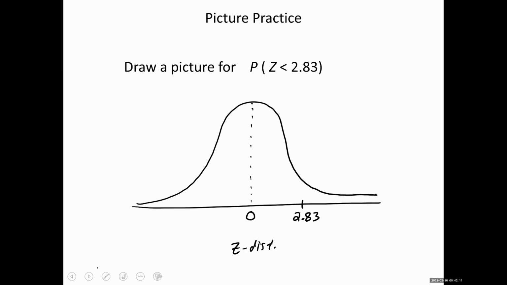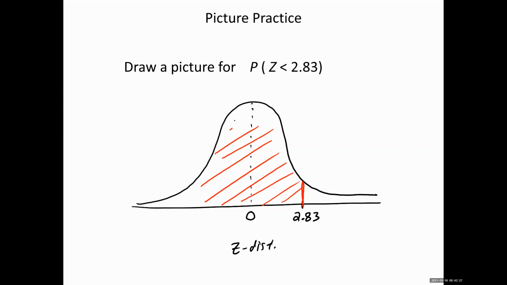Okay, then we're going to go from there up to the curve. And because it says less than, we're going to shade over the numbers that are less. We're going to shade to the left. The numbers that are less than 2.83 are the numbers to the left. You have to shade above the x-axis, below the curve, and to the left of 2.83.